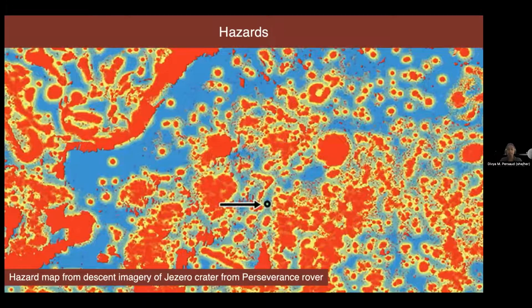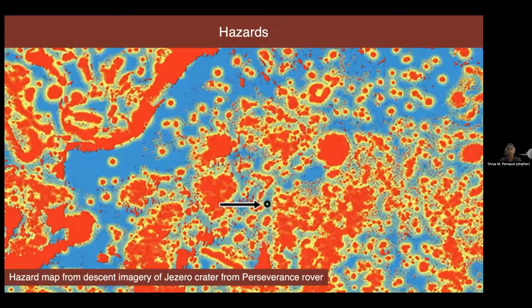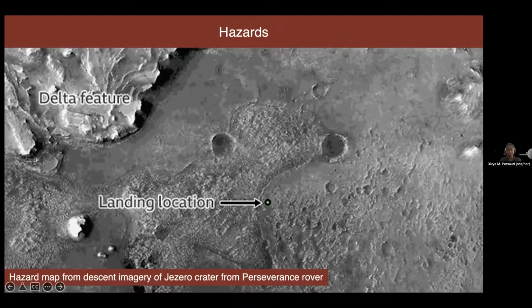So it was able to take a look at the surface changing in 3D as it descended and develop a hazard map. So basically red is bad. And if you take a look at where Perseverance decided to land, it's quite incredible that it did so really safely and also chose that spot.